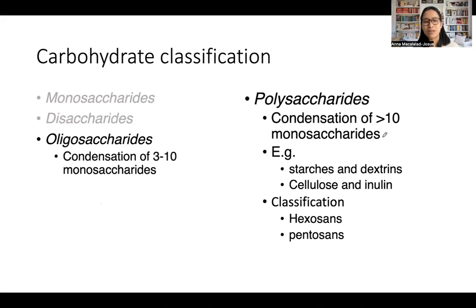Oligosaccharides are composed of 3 to 10 monosaccharides. Lastly, polysaccharides are a condensation of more than 10 monosaccharides. Examples are starches, dextrin, and cellulose, which is part of the plant cell wall, as well as inulin. Polysaccharides are further classified into hexosans, which are composed of monosaccharides with 6 carbon units, and pentosans, which are polysaccharides composed of monosaccharides with 5 carbon atoms.